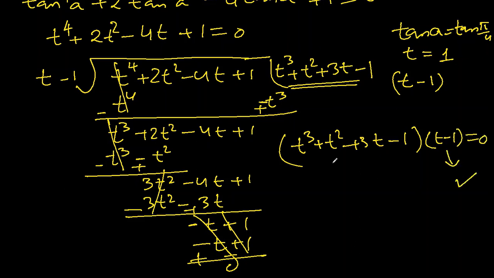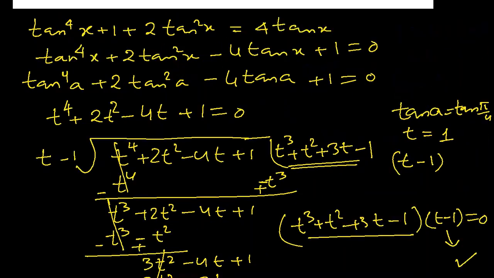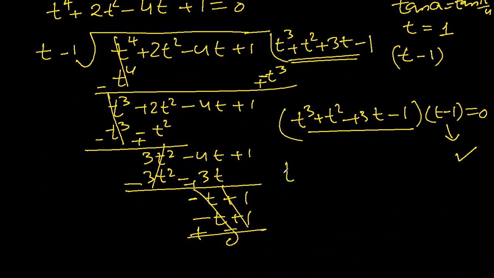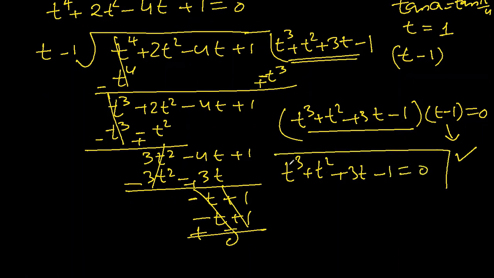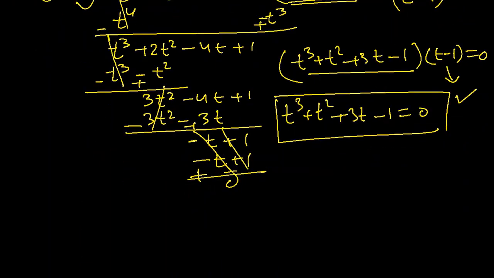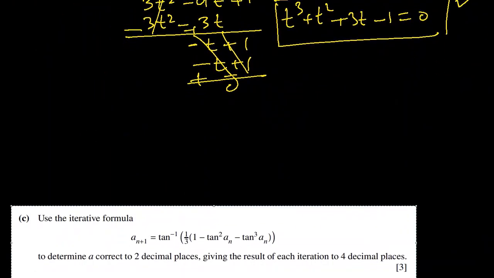This answer is already with us. The second one is the one they wanted. This is also equal to 0 when t is tan a. Yeah, t cube plus t square plus 3t minus 1 equal to 0. Got it. Okay, let's move on to the next one.